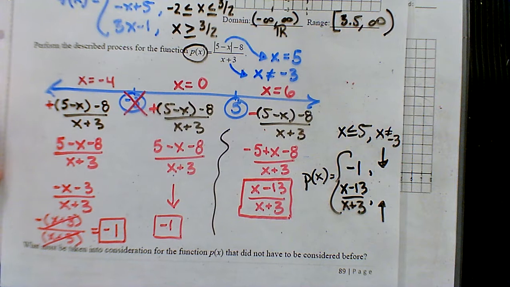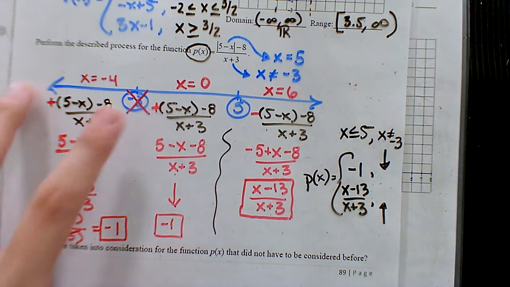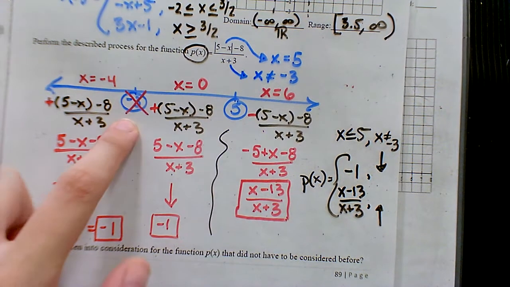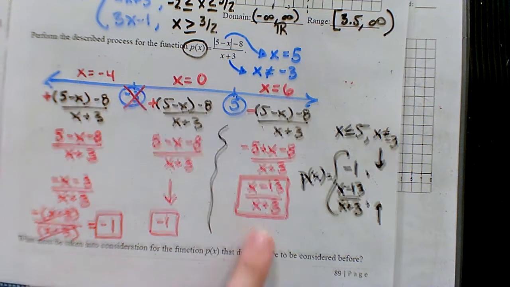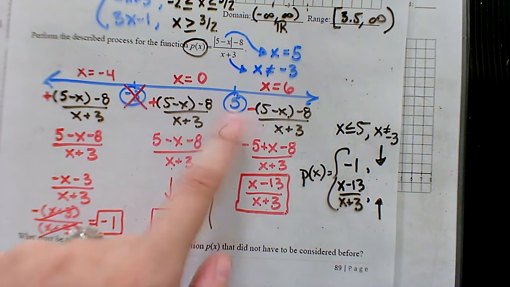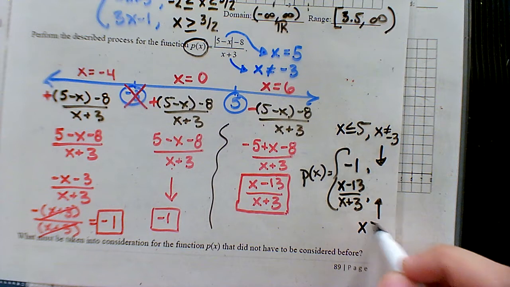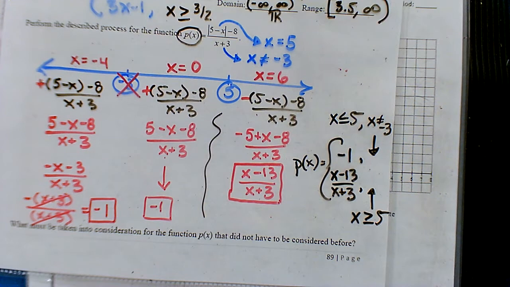Are we okay with that? It shows up twice from -infinity to 5, but notice how we excluded -3. All right, this last equation showed up from 5 to infinity, so we can say x is greater than or equal to 5.